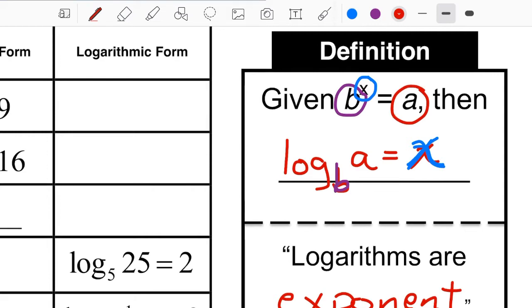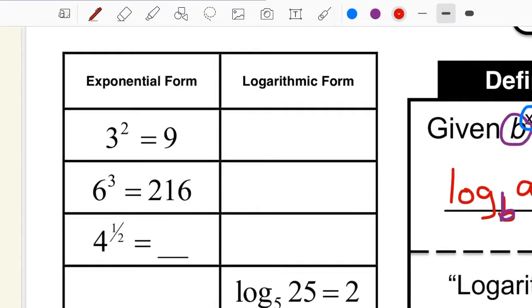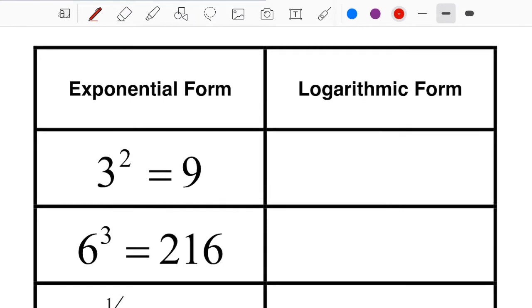So a logarithm is an exponent, and what we can do is we can take some exponent statements known as exponential form, and we can convert them to log statements known as logarithmic form. So here we have the basic statement that 3 to the second power is equal to 9. We all know that that's true. Well, we could also say that the log base 3 of 9 is equal to 2.